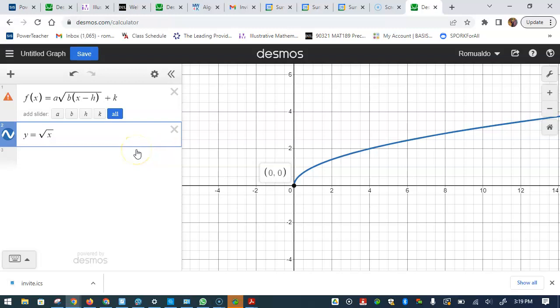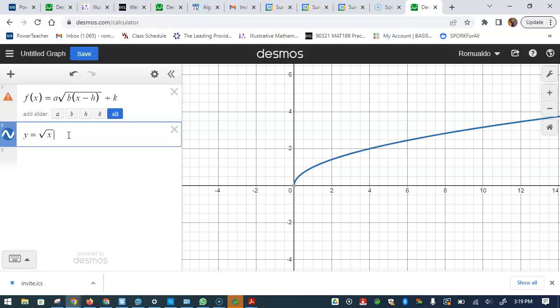First I'm going to do the horizontal shift. So here there are variables a, b, c, h, and k. How do these letters affect the graph? I'm going to start with the basic one, the square root of x. So let's do the vertical shift.